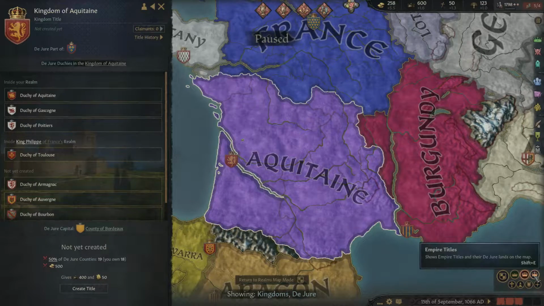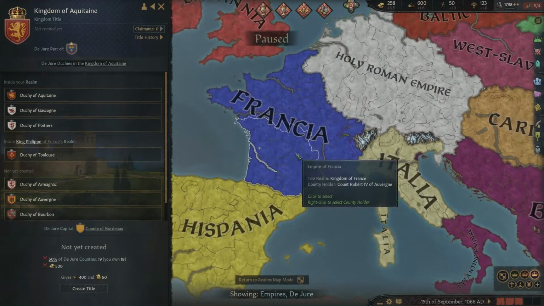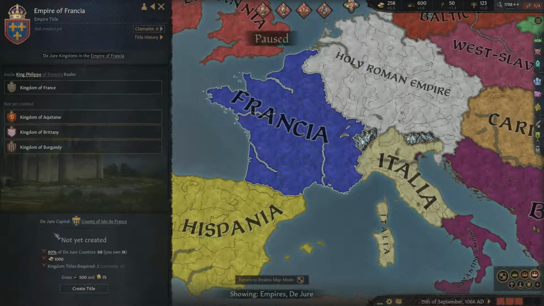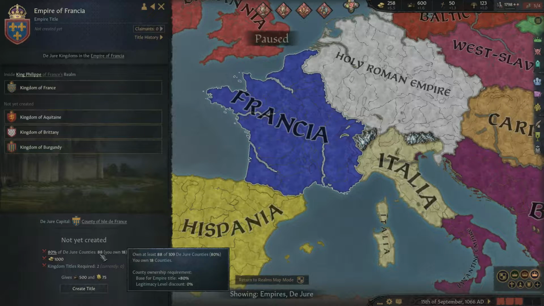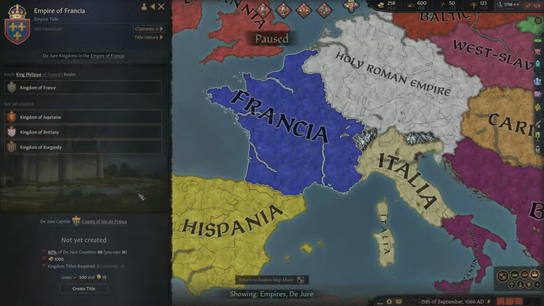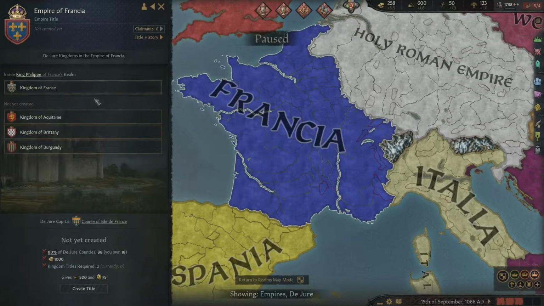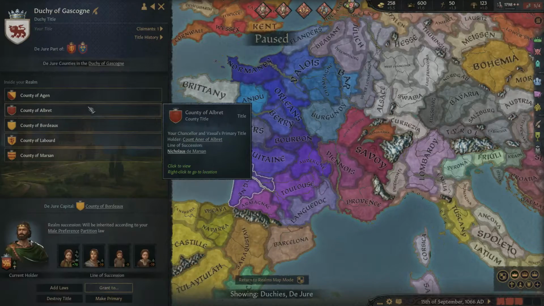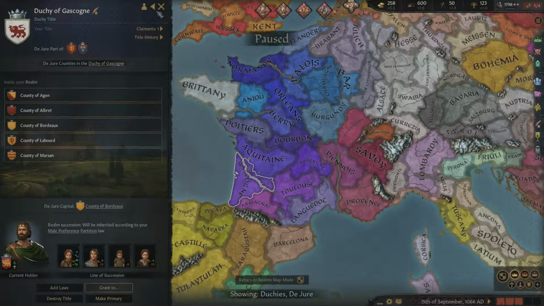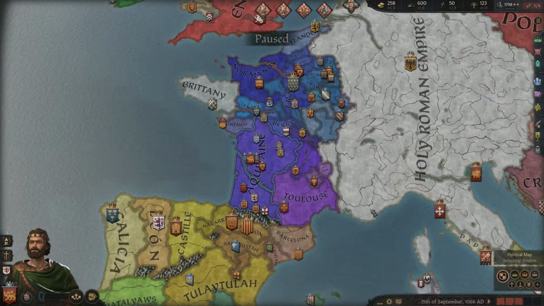And again, if we go up one more tier to the Empire title Francia, we are nowhere near that. We need 80% of the counties, so different from duchy or kingdom, you need 80% of the de jure counties, which would be 88 from 109, and we only own 18. Now, of course, if you're an emperor, you can have kingdom levels bending the knee to you, and when you're king, you can have duchies bend the knee to you. When you're duke, you can have counts bend the knee to you. Those are all of the playable ranks.